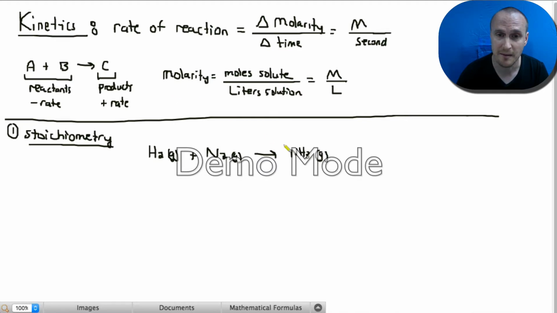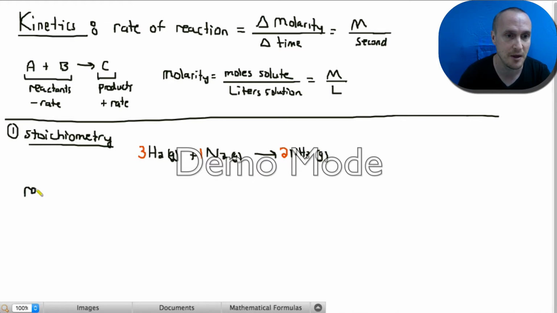So my quick way of balancing this is putting a 2 in front of the NH3. We then have our nitrogens balanced. We would put a 3 in front of the H2 and a 1 in front of the N2. Now, when we think about stoichiometry with respect to kinetics, you have to be given a rate of one of the components to determine the other components.